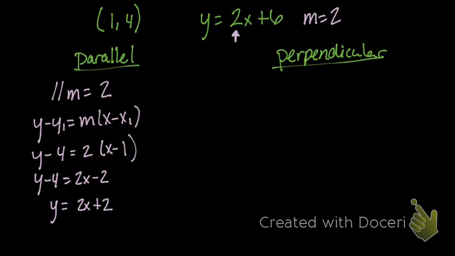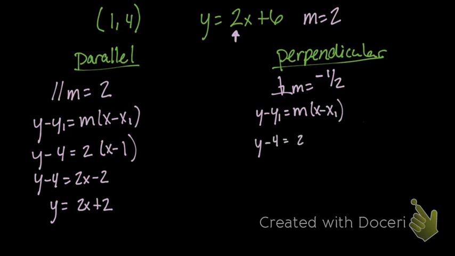Now for perpendicular, we're going to do the same thing, except we know that our perpendicular slope was, remember, opposite reciprocal. So what's opposite of positive? Negative. What's the reciprocal of 2? We said that's 1/2. So my new slope is negative 1/2. We're going to use the same formula, y minus y1 is equal to m times x minus x1, and plug in the information that we know. So y minus 4 is equal to, not 2, let's try that again, negative 1/2 times x minus 1.